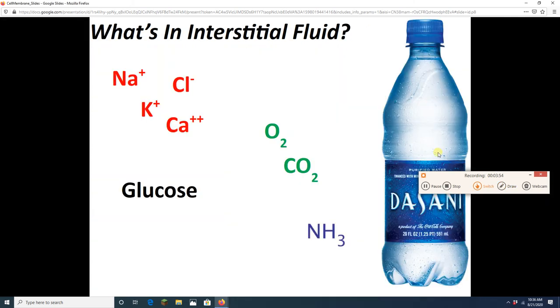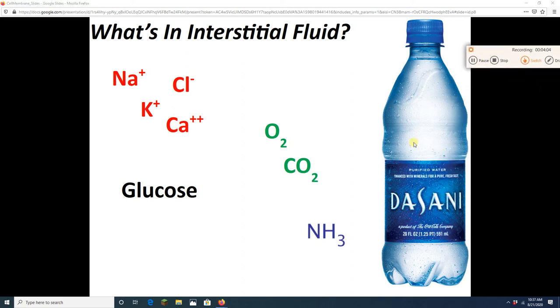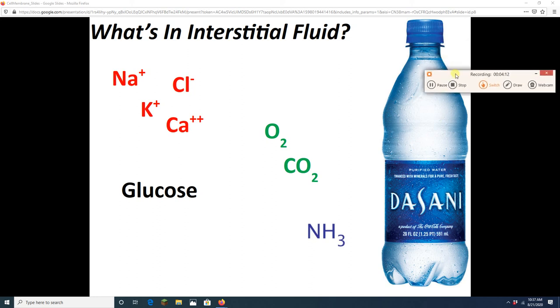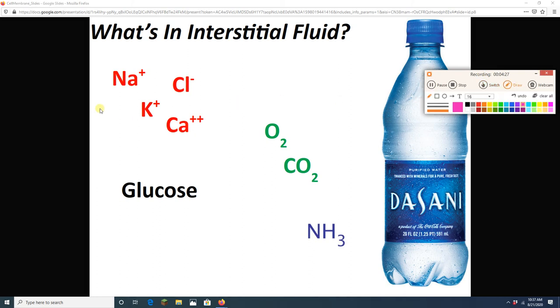What's in this tissue fluid? What's in this liquid around our cells? Our 40 trillion cells that make up our body? Lots of stuff. First of all, first and foremost, it is water. We are watery creatures. Water is fantastic. It's hard to change water's temperature. That's good for homeostasis. Water's great at dissolving stuff. So we can put a lot of important things and dissolve it in our tissue fluid. Sodium, chloride, potassium, calcium, all these beautiful electrolytes.